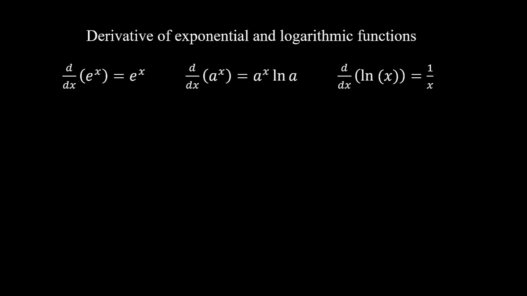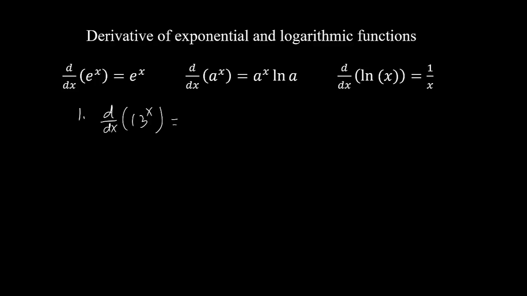Derivative of exponential and logarithmic functions. Let us remember these three basic rules. Derivative of e to the x is e to the x. e is a known constant. Then derivative of a to the x is a to the x natural log of a. This a is any constant. Now derivative of natural log of x will be 1 over x. We'll take a few more examples similar to these formulas.